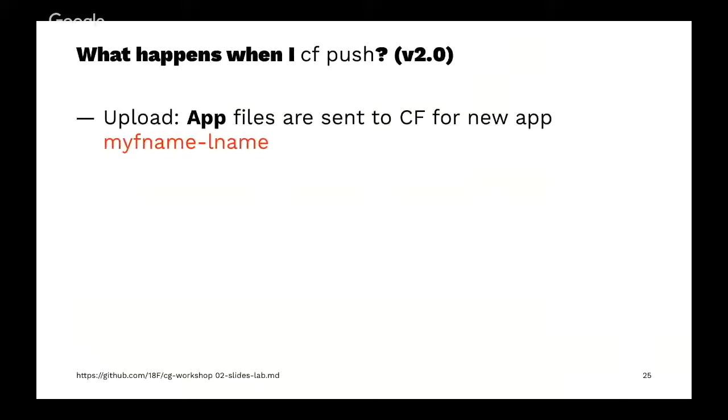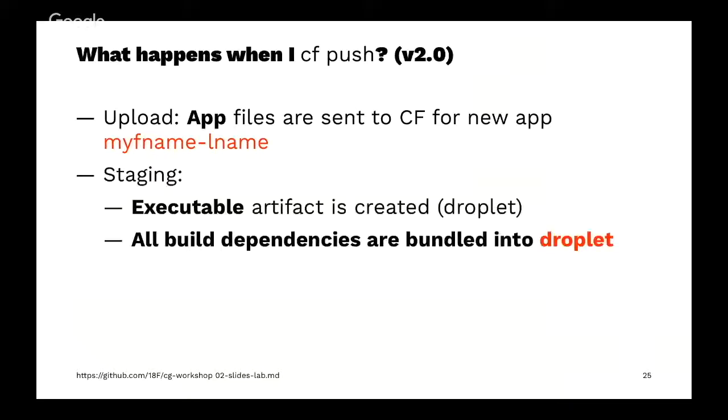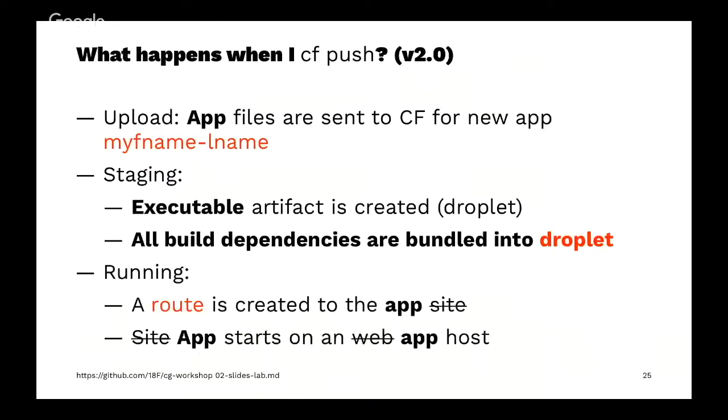These are the same steps we had before, but I've updated it because now we're sending app files up for the app. In the staging process, we're creating an executable artifact, and all of the build dependencies for your application that the runtime needs are bundled into the droplet. And this is a job of the buildpack. And once it's running again, a route is created to the app, and the app starts on the application host.